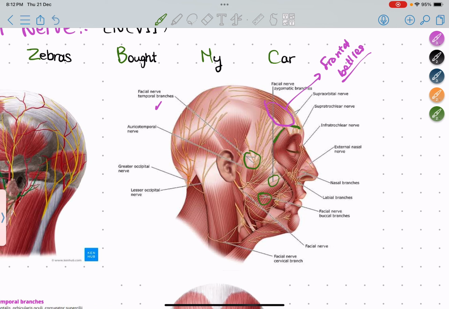Last but not least, the car. C here stands for cervical. Cervical is responsible for the platysma muscle. So it's a motor branch. All of those are motor branches, they supply muscles. So C is cervical, and the cervical branch supplies the platysma muscle.